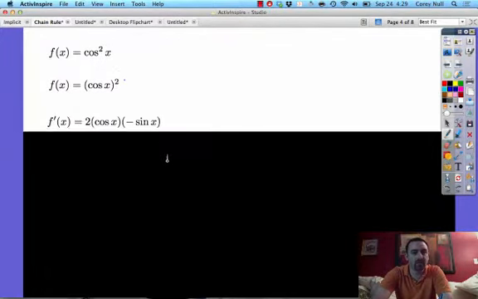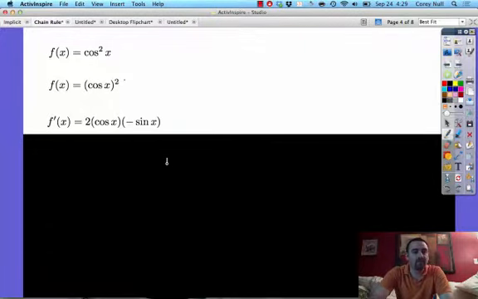All right, here's how we're going to do it. The derivative, and again, we're using the prime notation here, is to treat cosine as the inside function. If we want to use the u notation, cosine of x is u. The outside function is u squared. So basically, do we know how to take the derivative of something squared? We do.